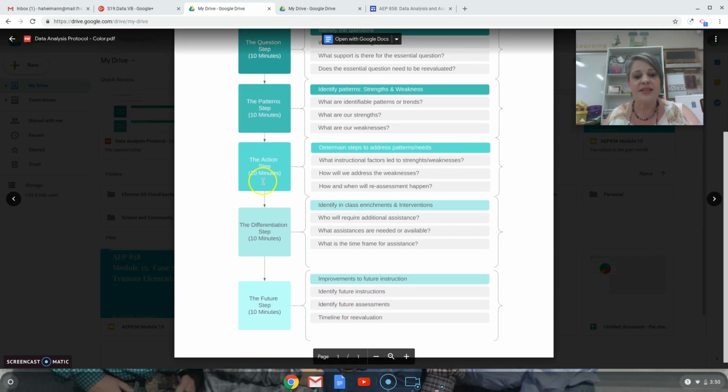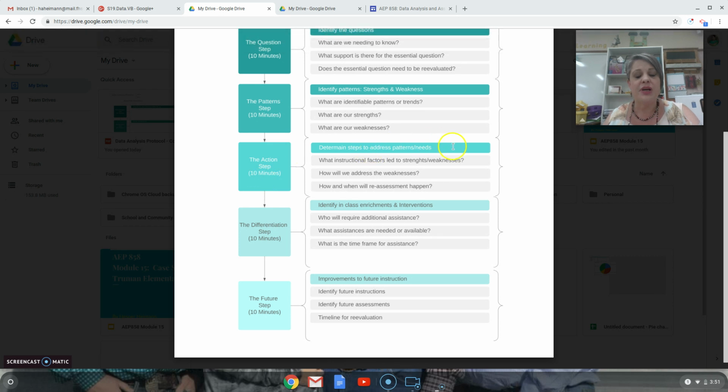Next is the action step. This is to determine steps to address the patterns or the needs that we have. What instructional factors led to our strengths or weaknesses? What went on in the classroom? What led up to it? Was it an overall assessment and you hadn't gotten to all the data that you needed to cover? Was it an on-the-fly assessment? Half of the students got it, half of them didn't. So, what happened in instruction?